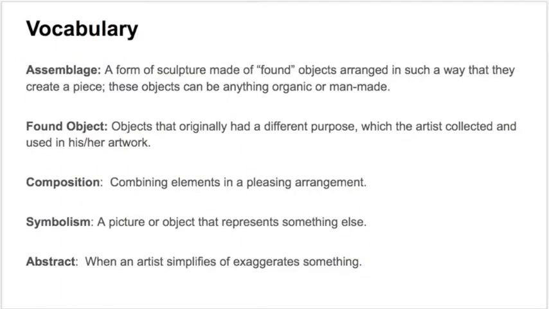Here's some vocabulary that you might hear in this lesson. We've already talked about assemblage and found object. Composition, a word you've probably heard before. Combining elements of art in a pleasing arrangement. Symbolism, a picture or object that represents something else. Abstract, when an artist simplifies or exaggerates something.